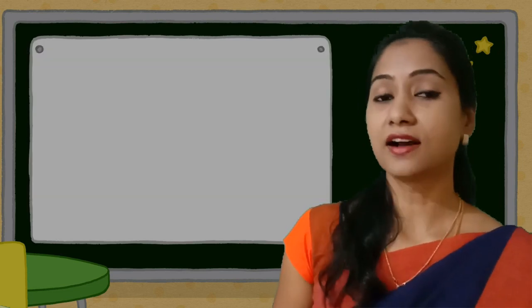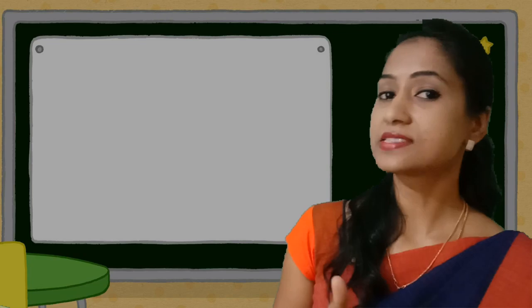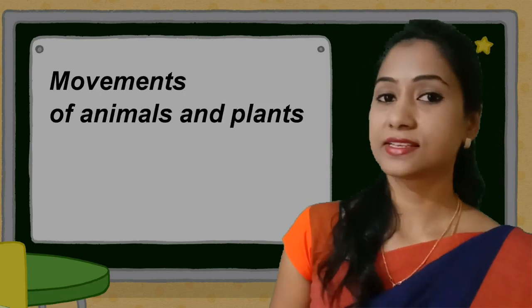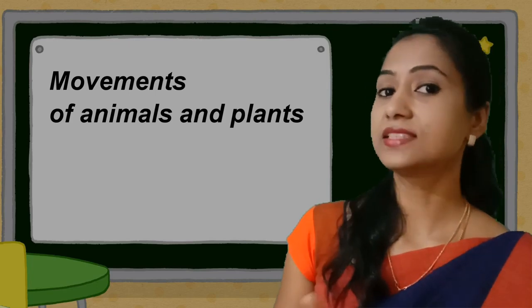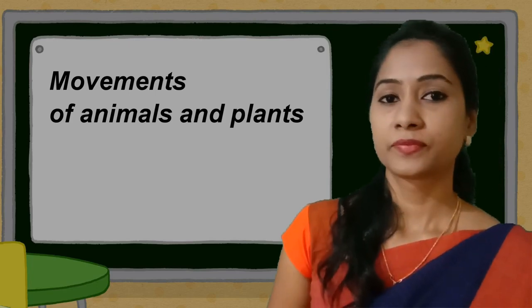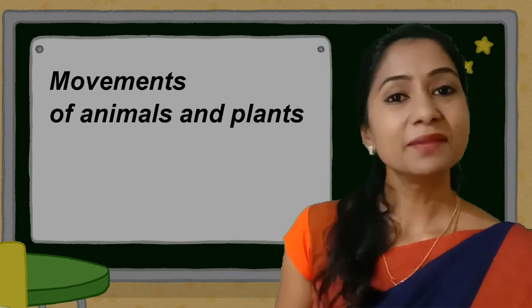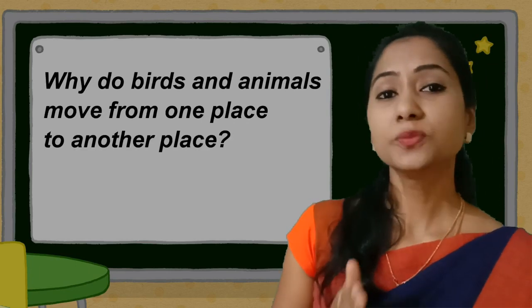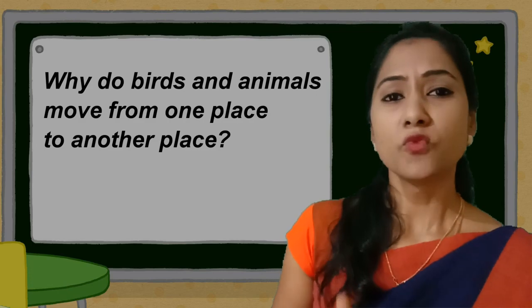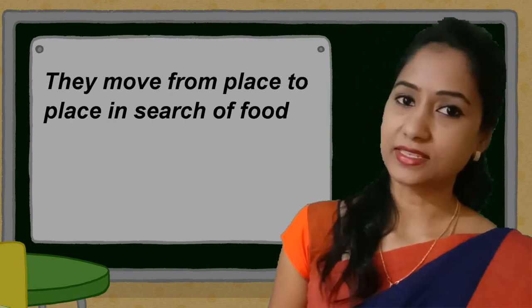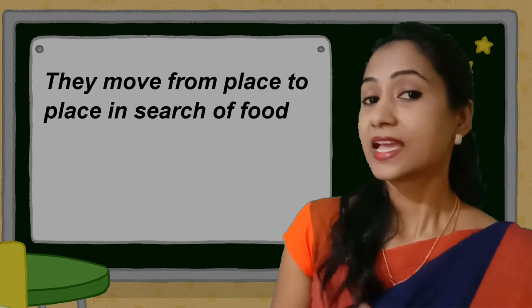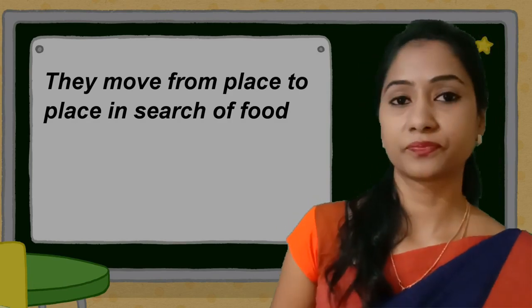Now, let us learn more about animals and plants. First, let us discuss the movements of animals and plants. Before that, let me ask you another question. Why do birds and animals move from one place to another place? They move from one place to another place in search of food.